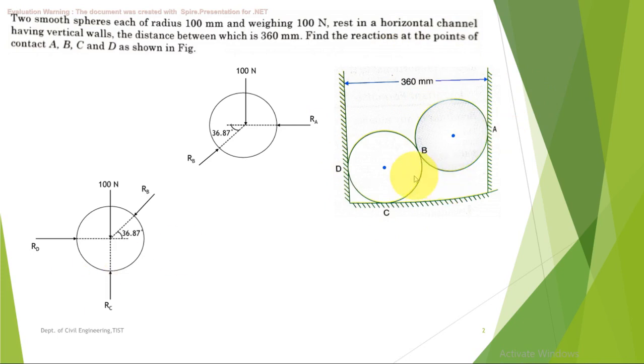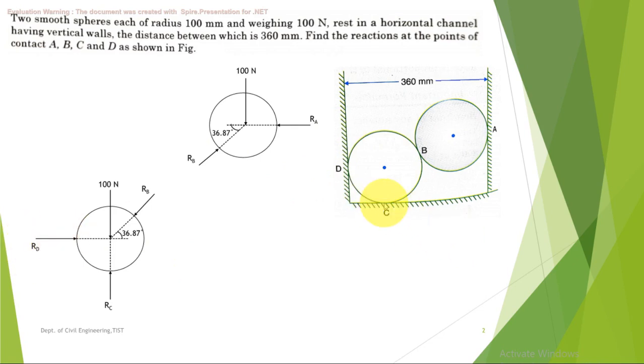I have drawn the free body diagram for the lower sphere and the upper sphere, and I have marked the forces. If you take the lower sphere first, then you have a contact point at point D. Here the contact surface is vertical, so the reaction will be perpendicular to that. So the reaction will be horizontal. So you have marked RD and it is a horizontal force.